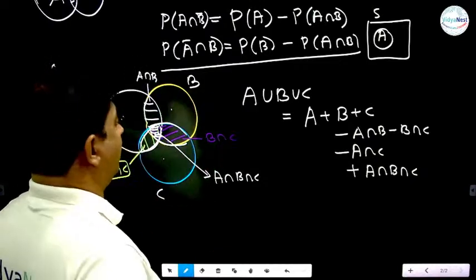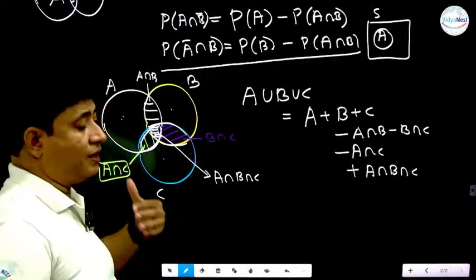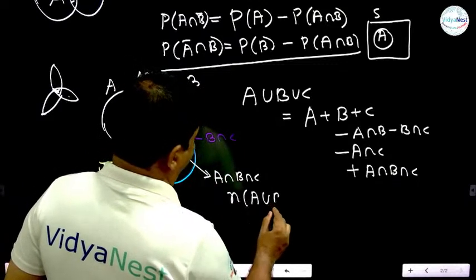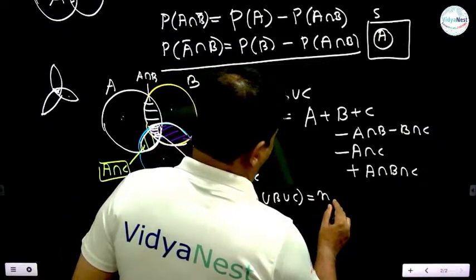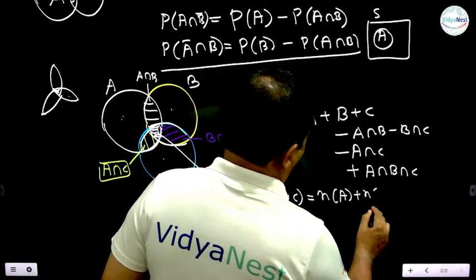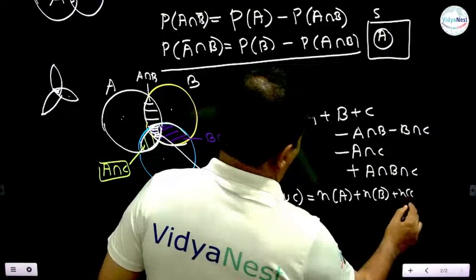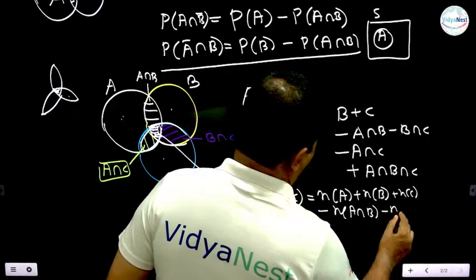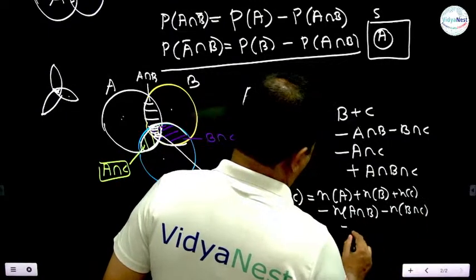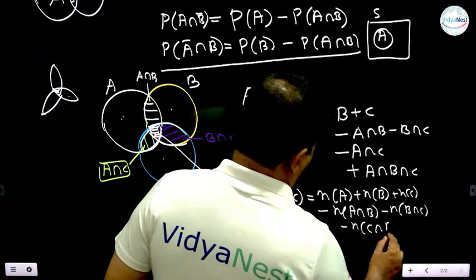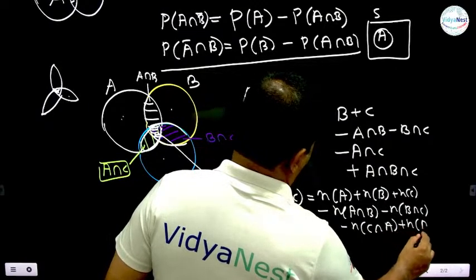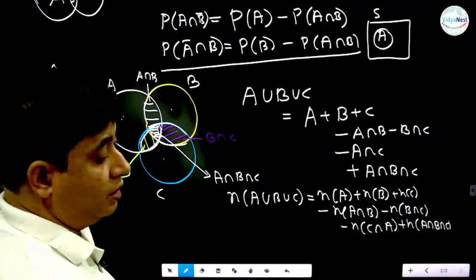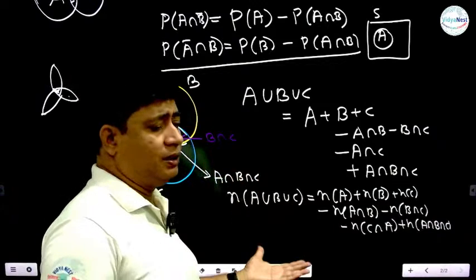Yes, good. So now write it in terms of cardinal number. What is that? N of A union B union C is NA plus NB plus NC minus N A intersection B, minus N B intersection C, minus N C intersection A, plus N A intersection B intersection C.